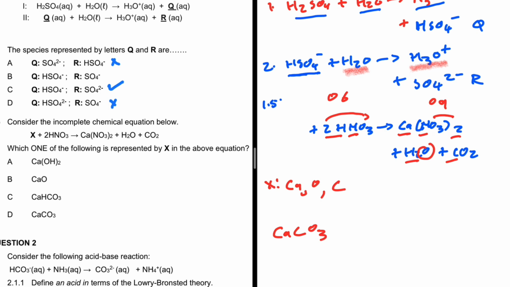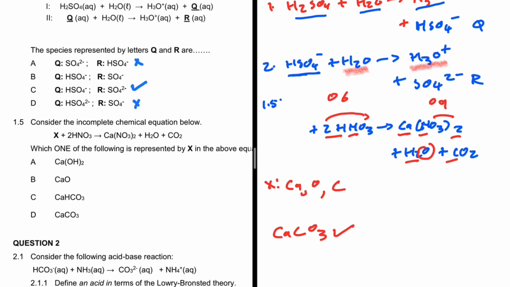So on the left, in place of X, we have CaCO3. So the answer to 1.5 is D. We are using brute force here. Even if you don't have an idea of what chemistry is all about, if you just solve this problem basing it on math, we should end up with CaCO3. So the answer to 1.5 is D.